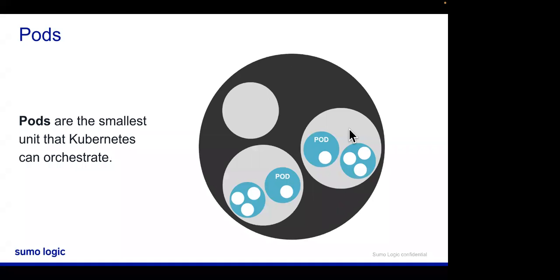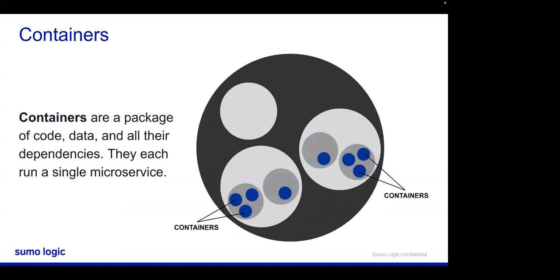Then inside those systems, inside those nodes, I have pods. These are the single, smallest unit that Kubernetes can orchestrate. Within those pods, I also have other things, containers. But as far as Kubernetes is concerned, Kubernetes can manage the pods.